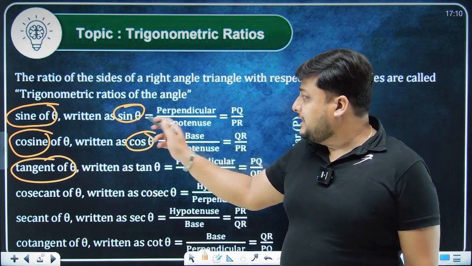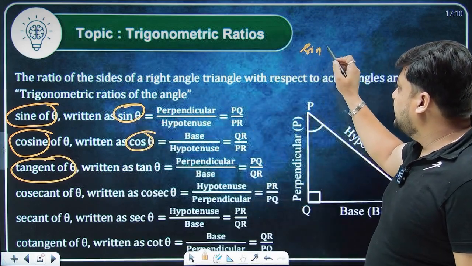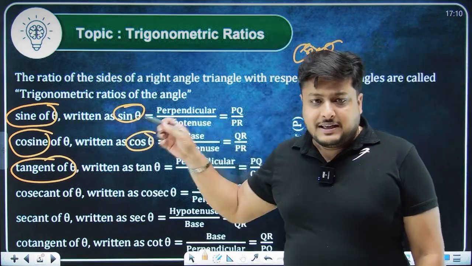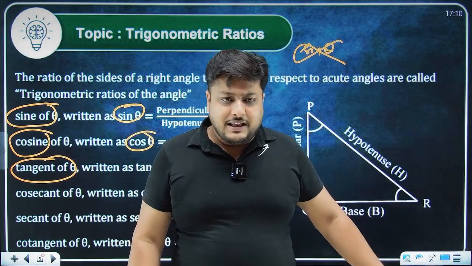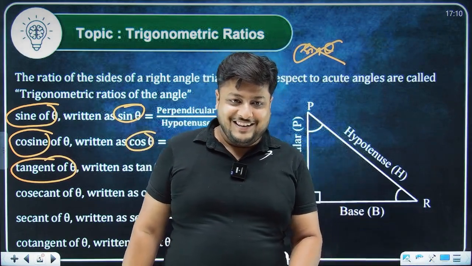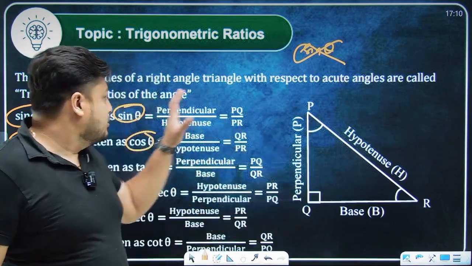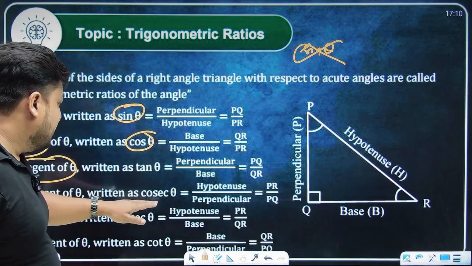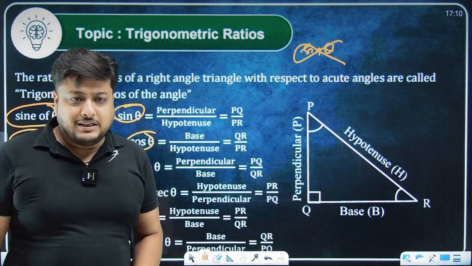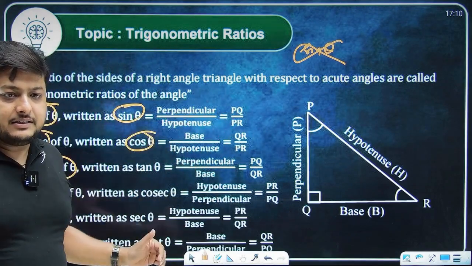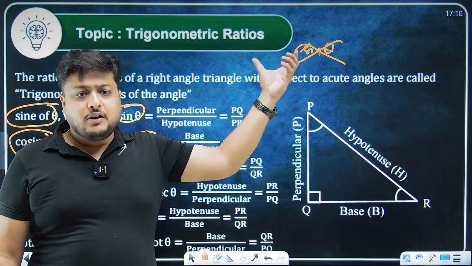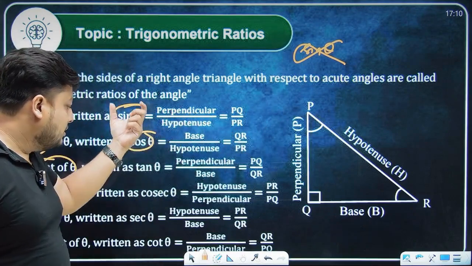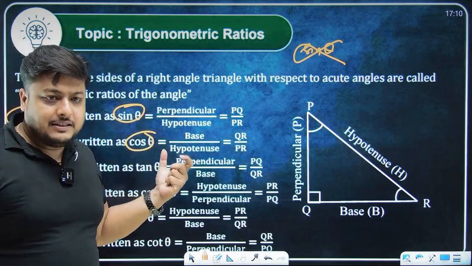Don't think that sin theta means we are multiplying sin and theta. No, this is sine of the angle theta. We have studied in the previous slide what theta is. You all know, the considered angle. So sin theta, cos theta, tan theta, cosec theta, sec theta, and cot theta. You have to learn all these six ratios in the same sequence only. As I told you earlier, this is a new chapter for all of you, so you have to learn these six ratios in this sequence only.